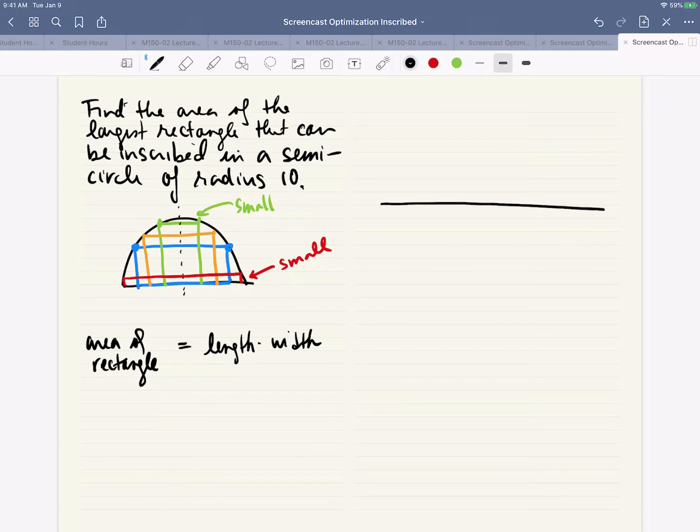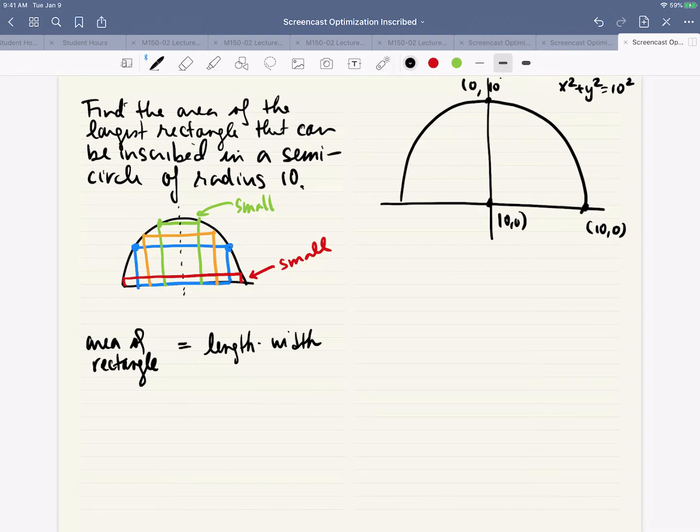So I'm going to draw a semicircle of radius 10. The way I'm going to do that is I'm going to put it on coordinate axes. So the center of the circle is going to be at 0, 0. And I know a circle of radius 10 has equation x squared plus y squared equals 10 squared. So this point over here is going to have the coordinates 10, 0. This point up here is going to have the coordinates 0, 10.